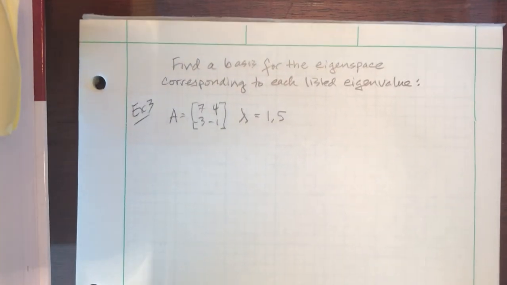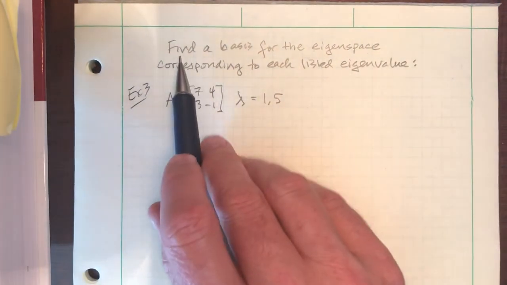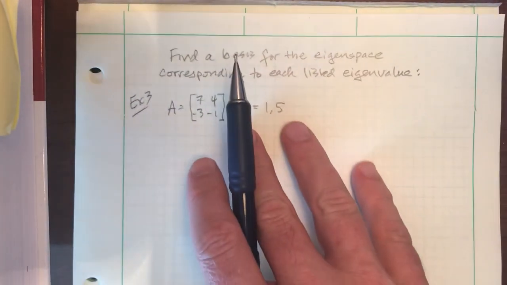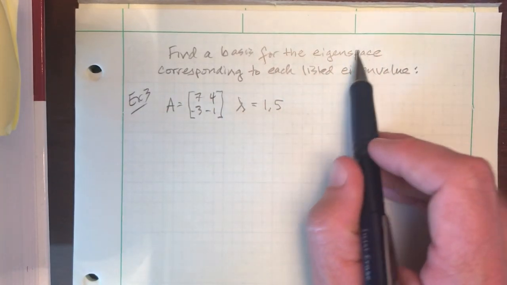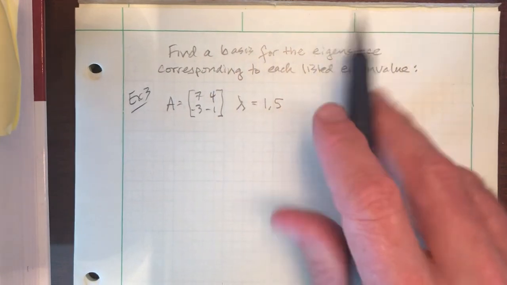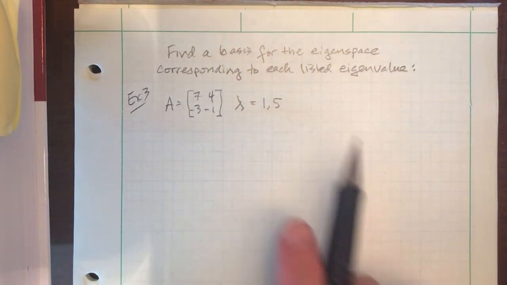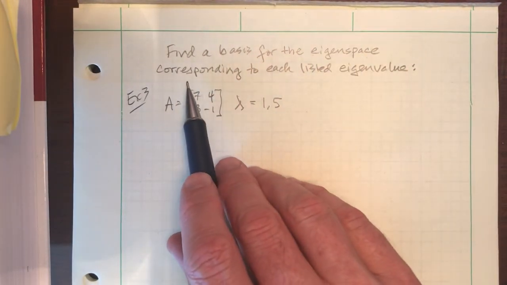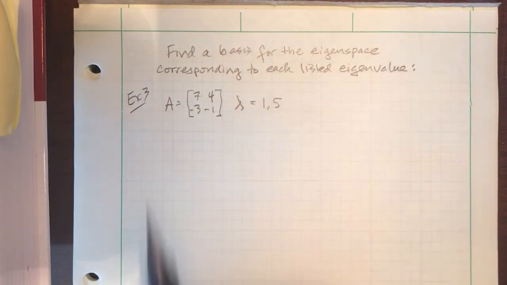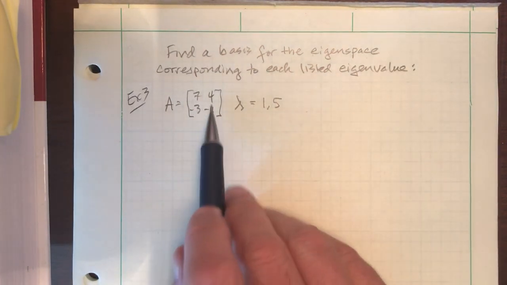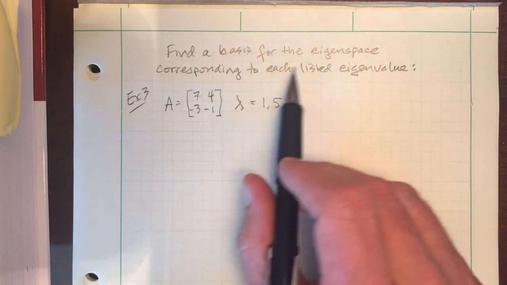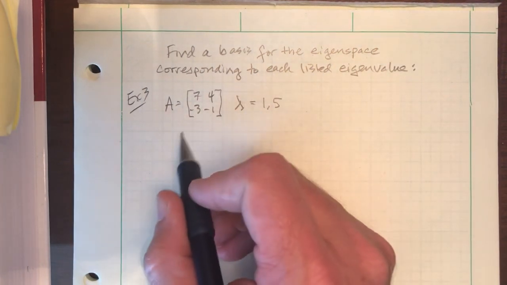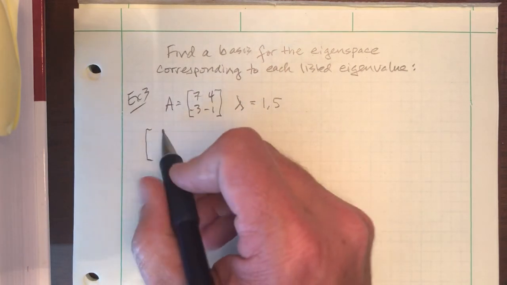All right, third example. So we're going to bring in some language we're familiar with. We're asked to find a basis for the eigenspace. That sounds like a subspace, and so all the language of subspaces is now coming into this world, corresponding to each listed eigenvalue. So, given a matrix and two eigenvalues, how will we find a basis for each one of these? Well, we'll just quickly get there.